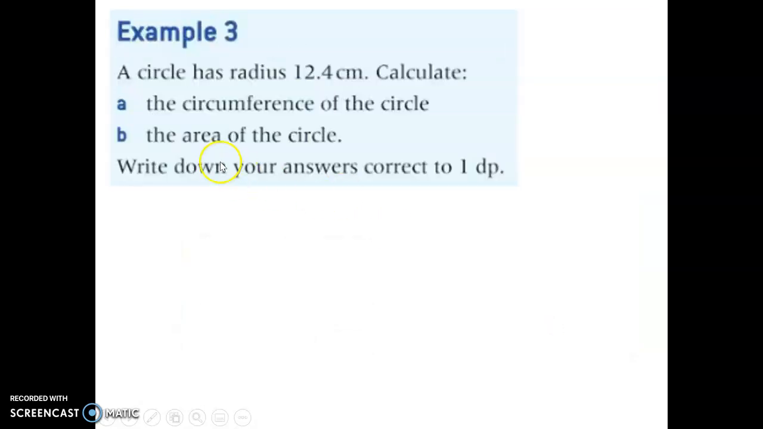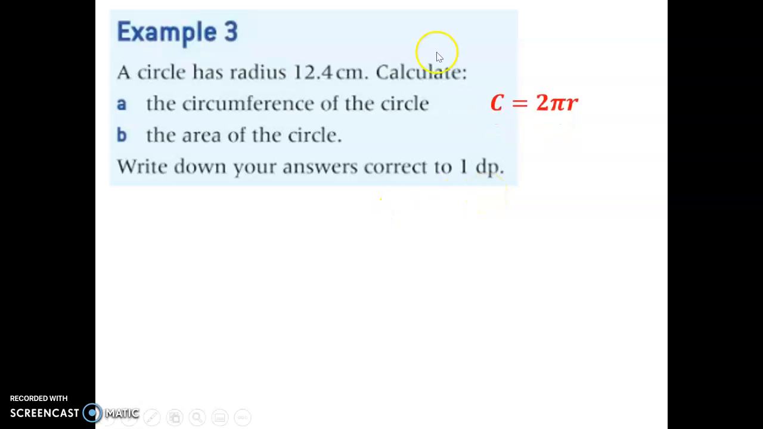All right, here's another one. A circle has this radius. Calculate the circumference and the area, and write your answers correct to 1 decimal place. So this doesn't say significant figure now, it says 1 decimal place. So it can be more or less significant figures, just 1 decimal place.